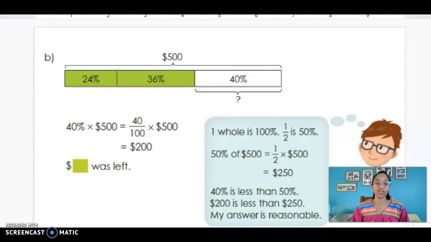When we check our answer, we go back to that first visual representation we created. We simplify, we estimate to see what we already know, and we compare the quantity we got to what we expect. We expected the answer to be just under $250 because 250 is half of 500 and 40% is a bit less than half, 50%. So we looked at our answer, 200, and we compared it to what we expected, a bit less than 250. 200 is a bit less than 250, so our answer makes sense.